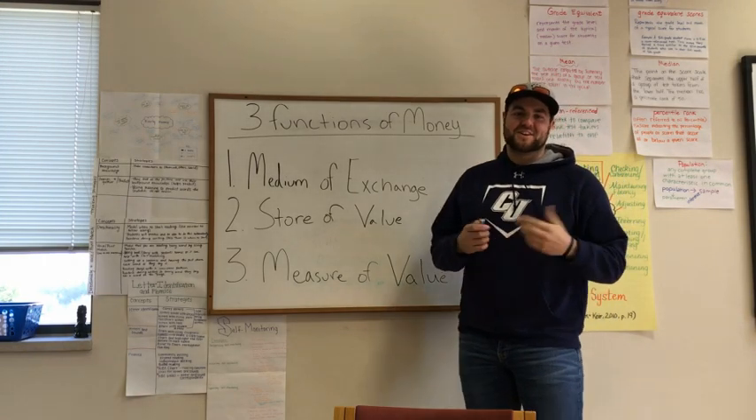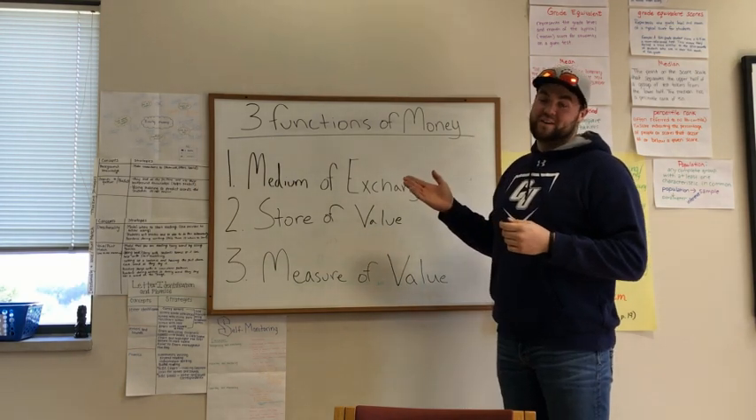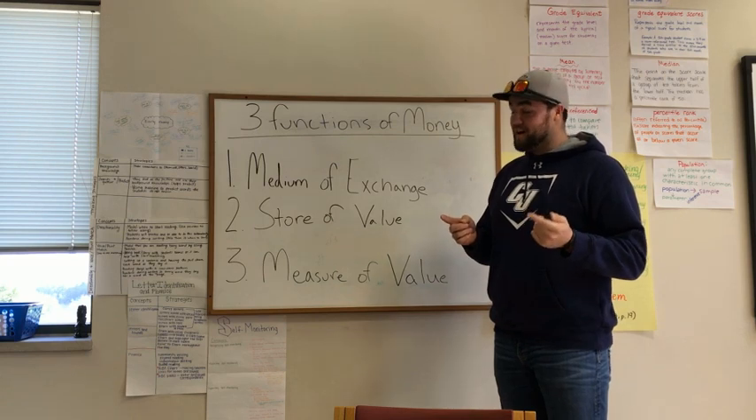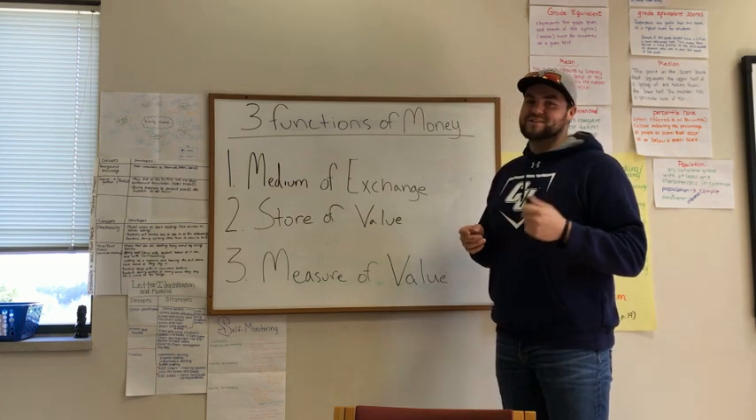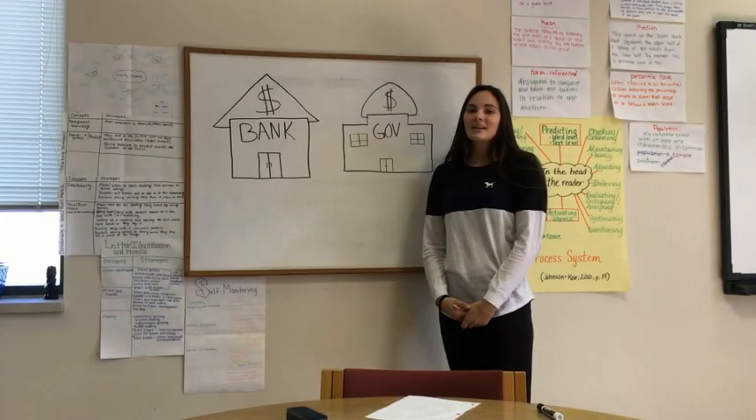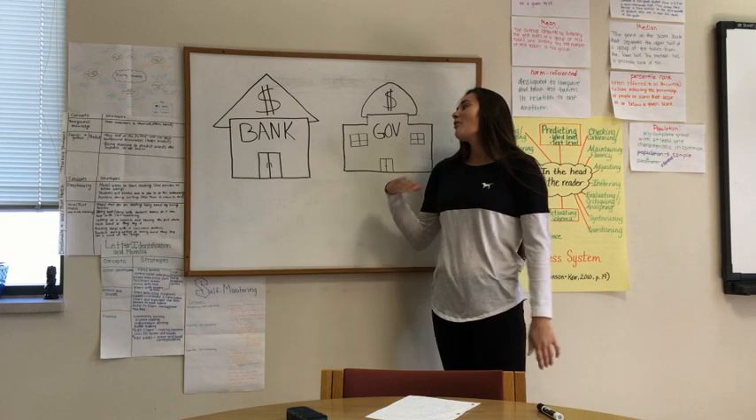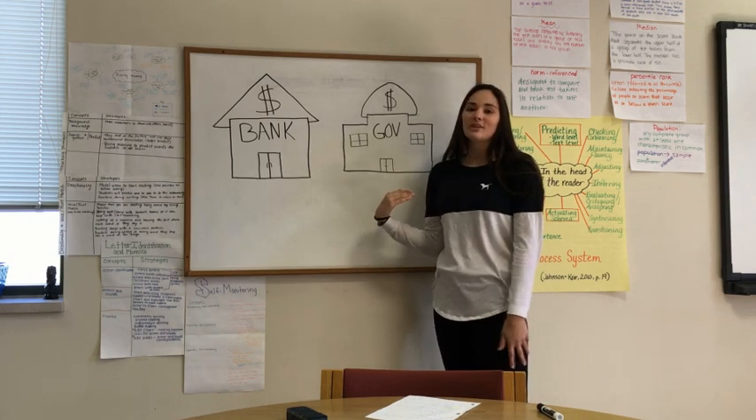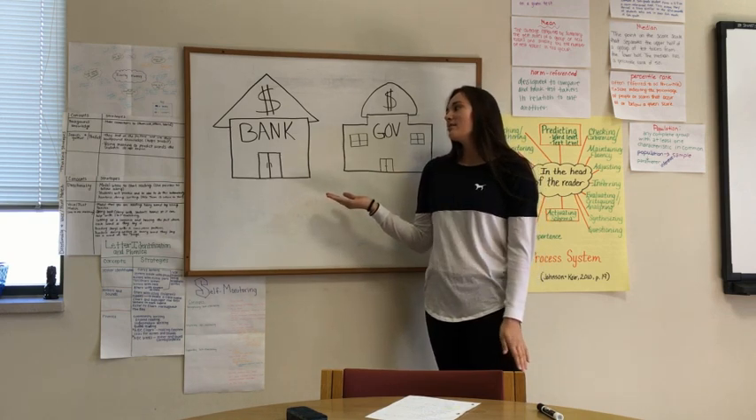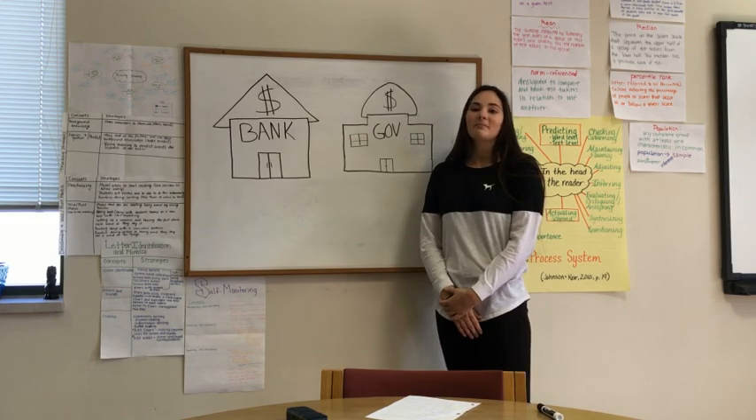The first thing you need to know when you want to understand monetary policy would be the three functions of money. 1, medium of exchange. 2, the store of value. And 3, the measure of value. The second thing you need to know about monetary policy is that only banks and the government can create money. Banks create money by making loans, and then the government creates money by printing money.